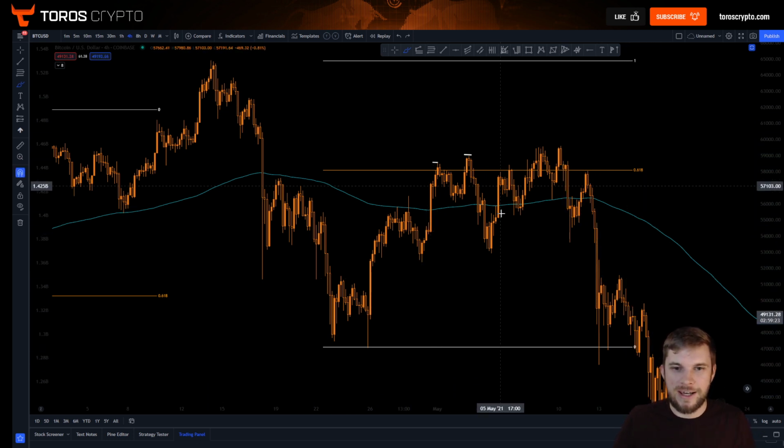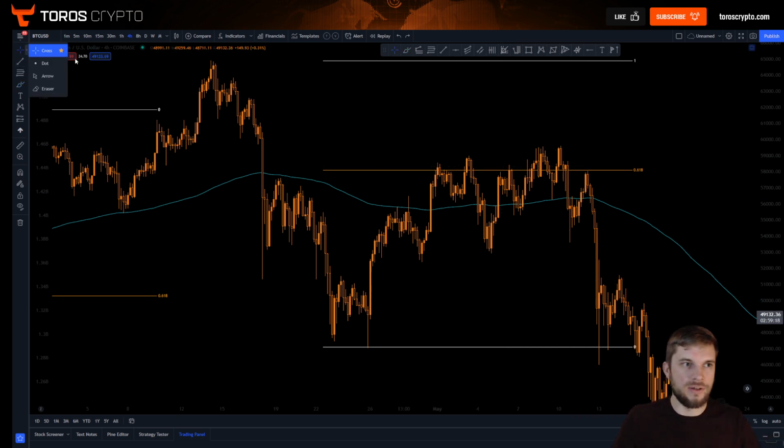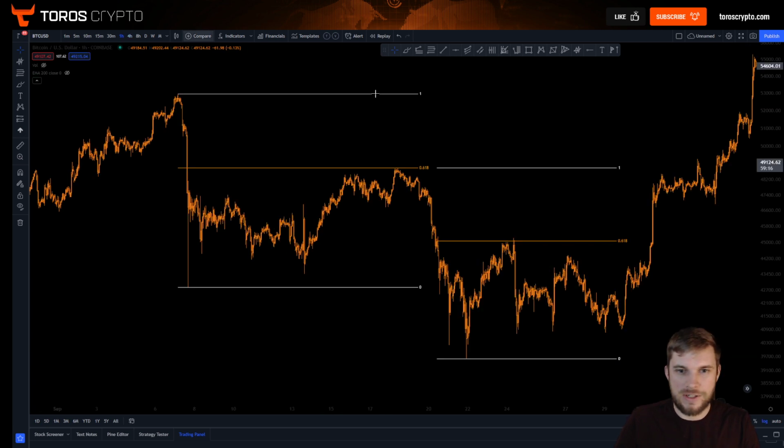Okay, so that just shows a quick example on the chart of Bitcoin earlier in the year from those higher timeframes, where you can look for those changes of market structure.